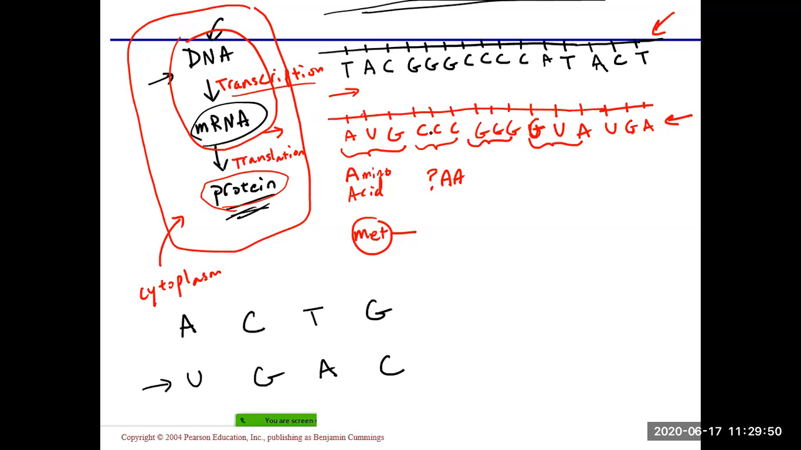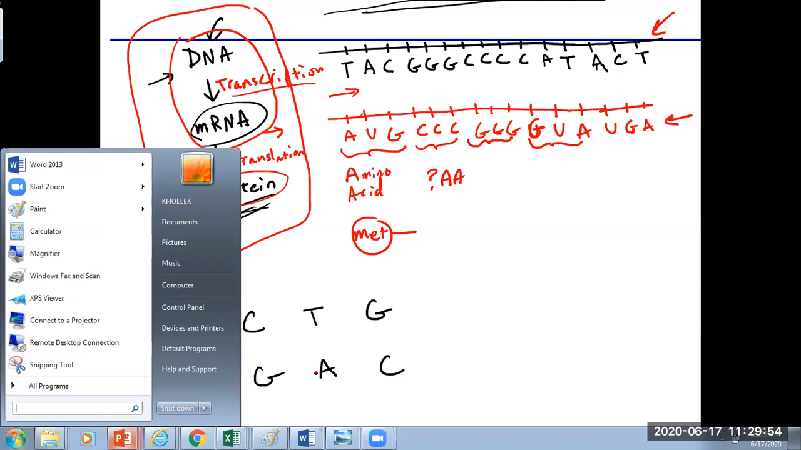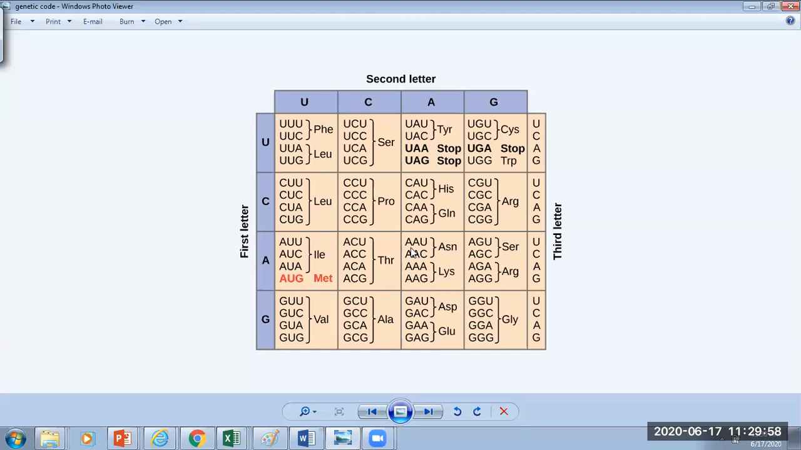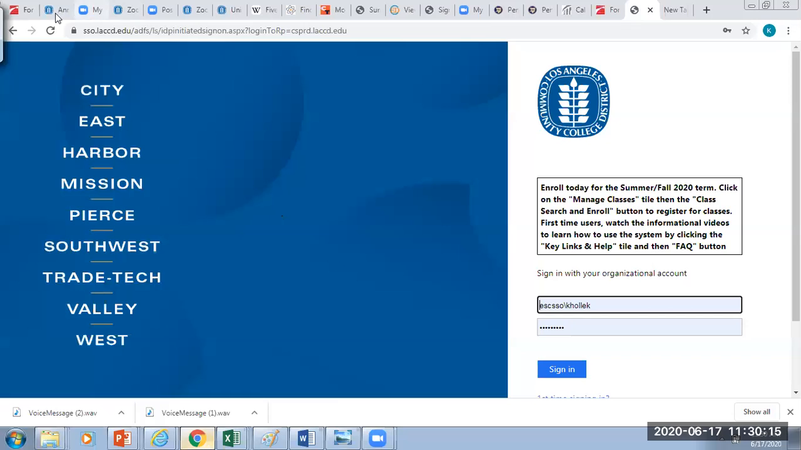Next one is CCC. So again, where do I get this? You could look it up on Google, just put in universal code image and it comes up. So it looks like CCC right here is the code for proline. But then again, how do I get this very fast? All right, well, let's take a look.